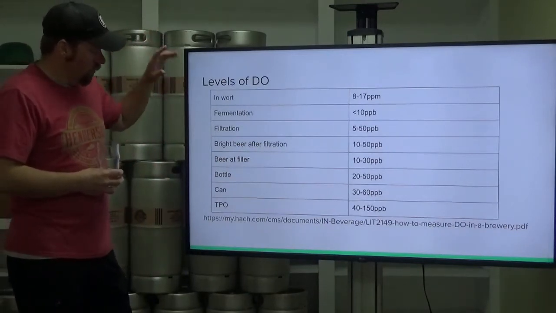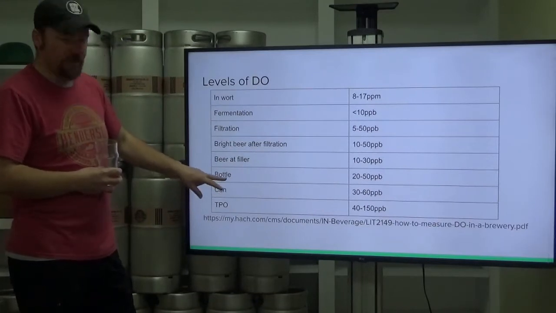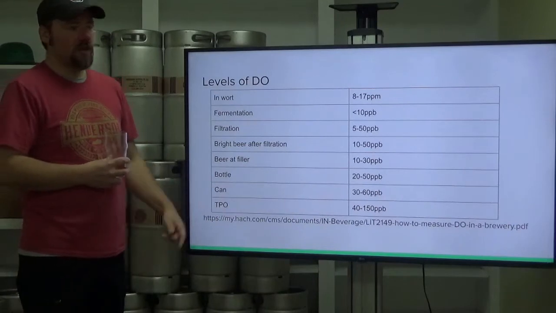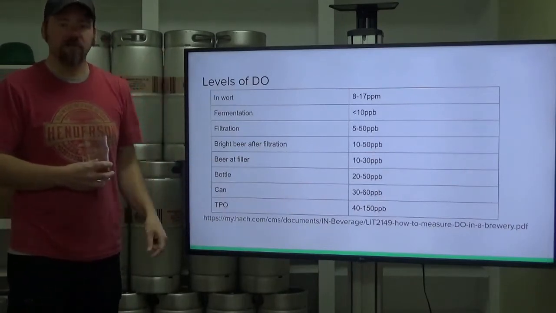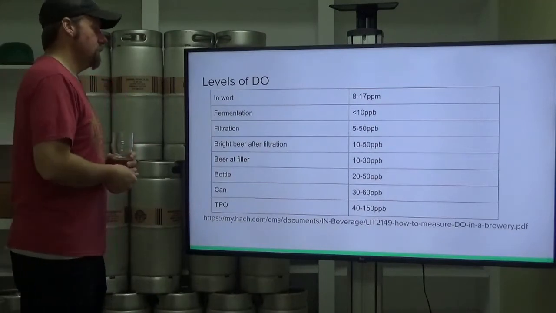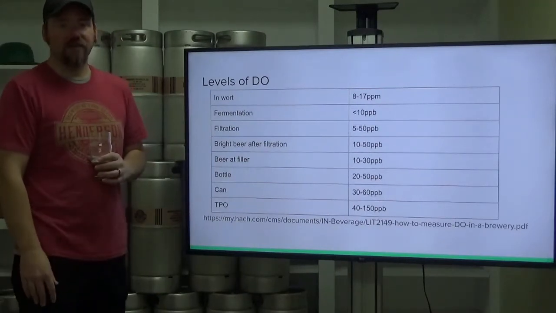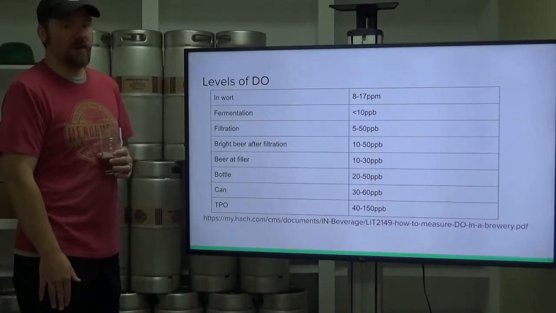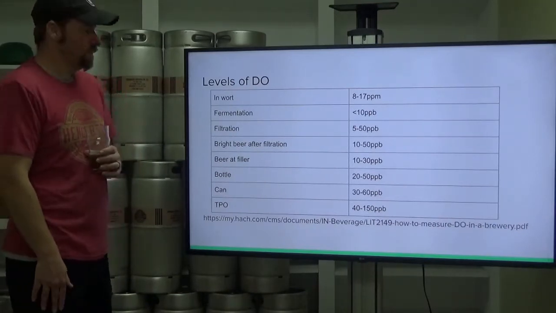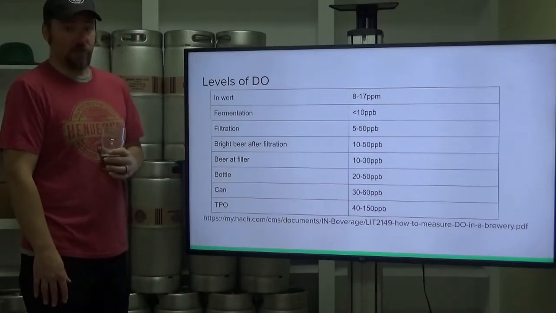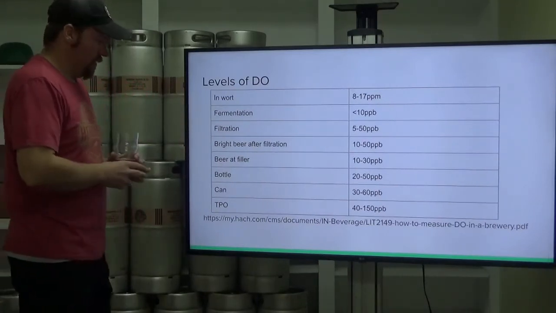So when we have a canning or bottling line, when is the time to measure DO? As soon as it's capped, as soon as it's seamed, you want to measure. Now, that being said, the cheapest DO meter that I've been able to price out is about $11,000. For most small breweries, that's just not economically feasible.